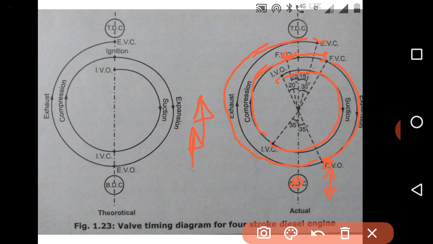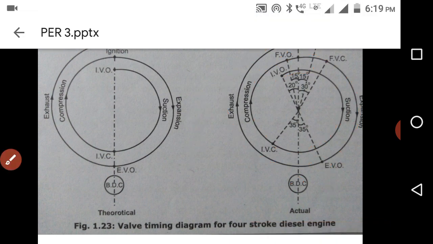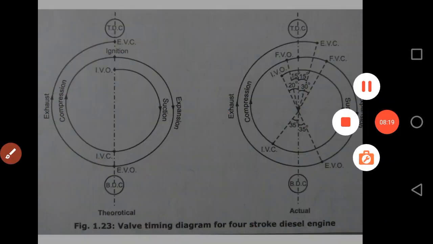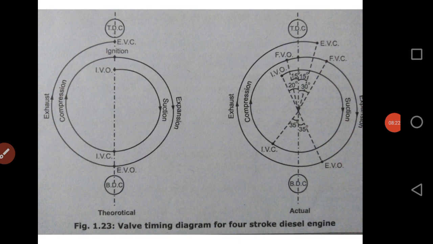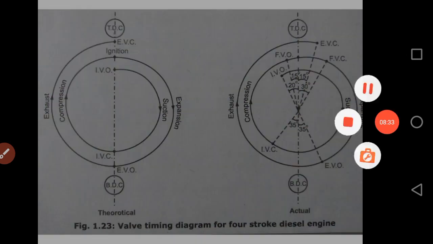And this is very important, because we have to increase the volume of suction charge inside the cylinder, so that we can produce more power and the engine will perform better. So this is an important thing.